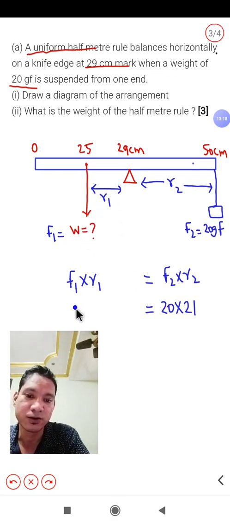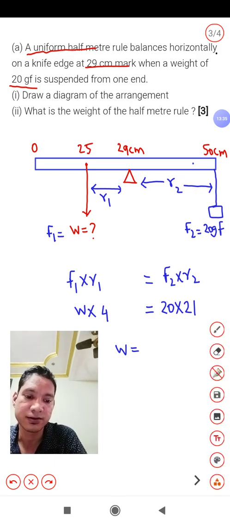F1, I mean the weight of the rod, we do not know. We need to calculate that. Its distance from the fulcrum: always measure the distance from the fulcrum. So 29 minus 25, that will be 4 centimeter, isn't it? Yeah, 4 centimeter.